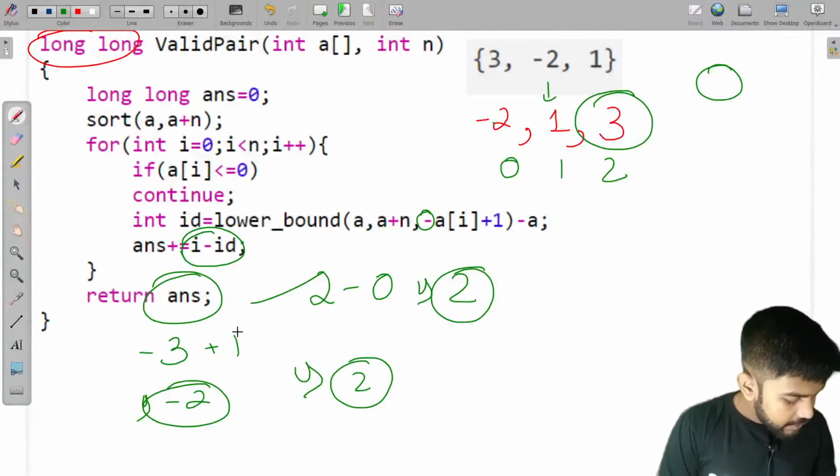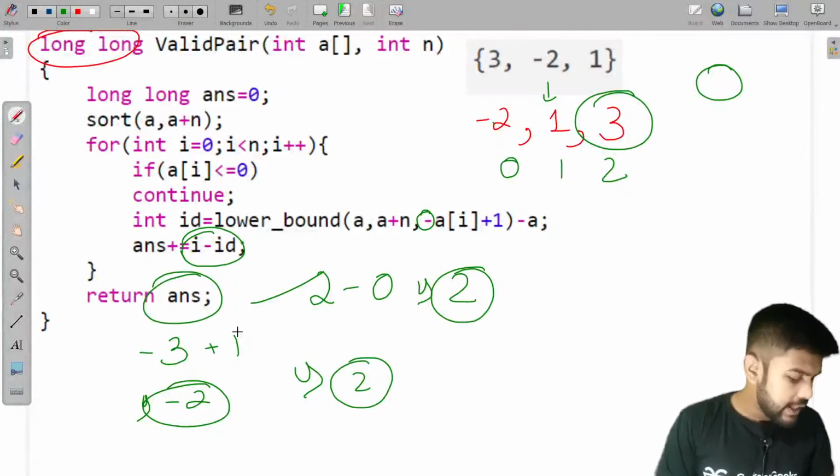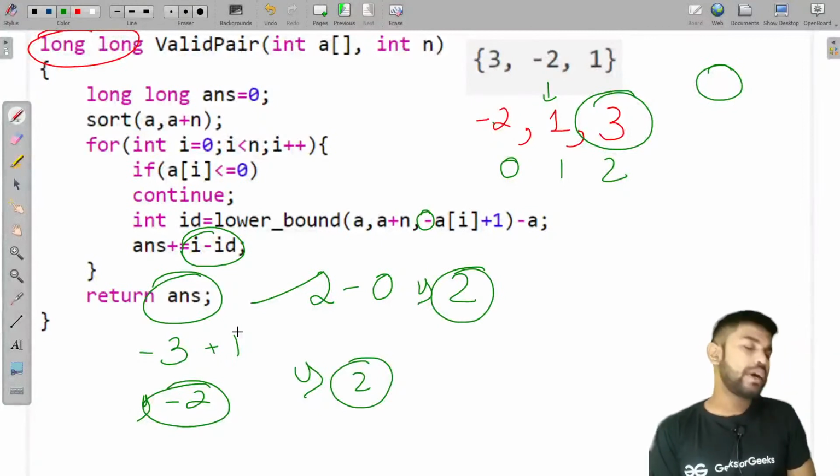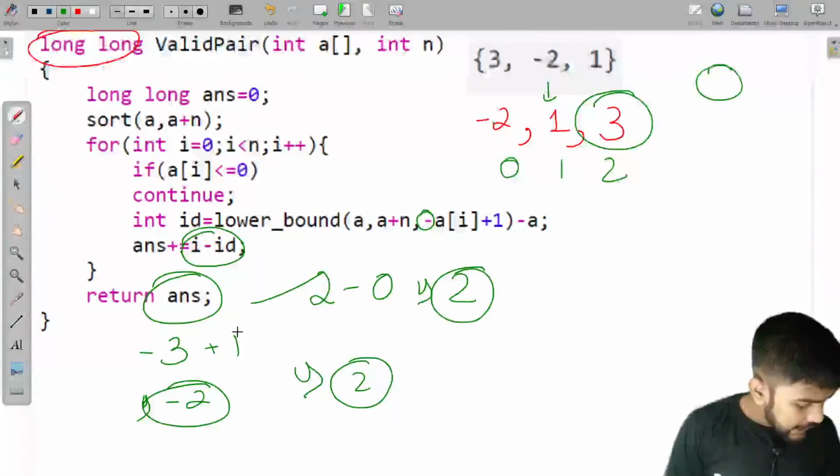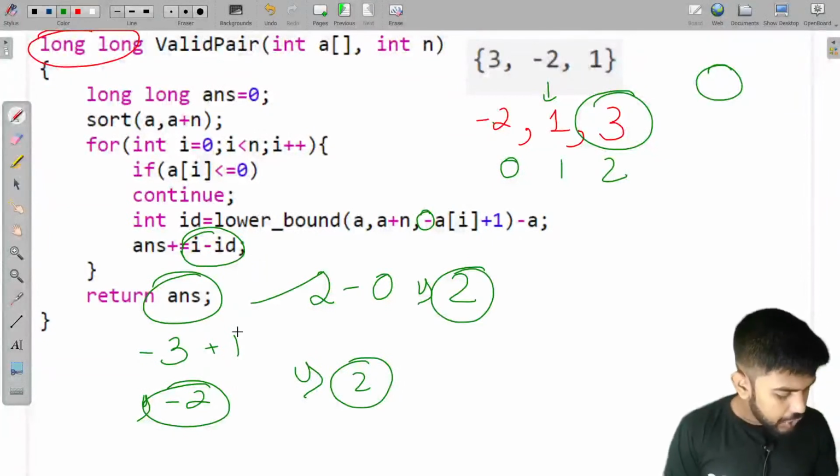For positive numbers, we can do n into n minus 1 by 2, where n is the last index, and add the total. Yeah, there are many ways to do this problem. There are two pointers approaches too. Okay, sir, will this algo work for duplicates as well? Could you take an example?